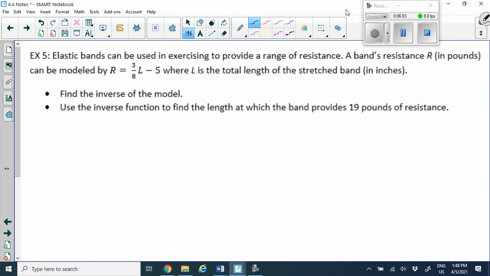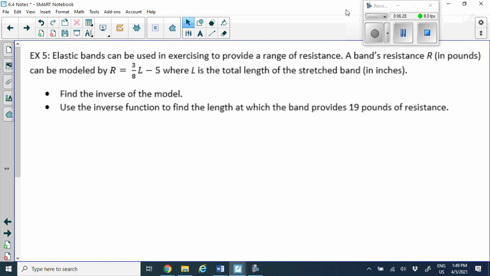We're now going to do a word problem. This is going to be similar to what we have done before. So example 5 says elastic bands can be used in exercising to provide a range of resistance. A band's resistance R, which is in pounds, can be modeled by R equals 3/8 L minus 5, where L is the total length of the stretch band in inches. Now our first part is we're going to find the inverse model.